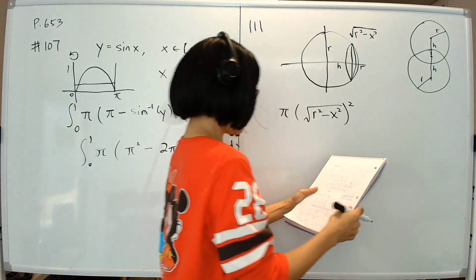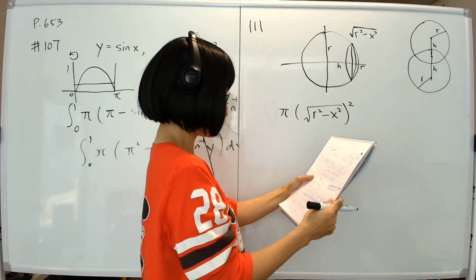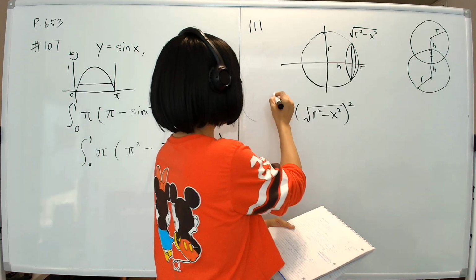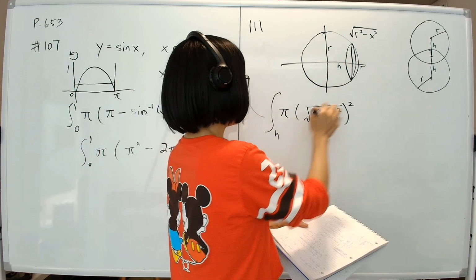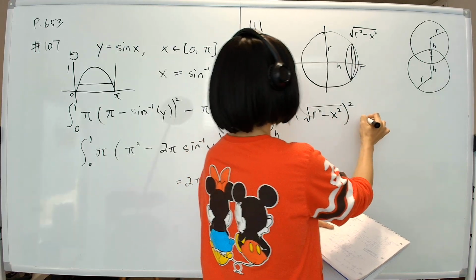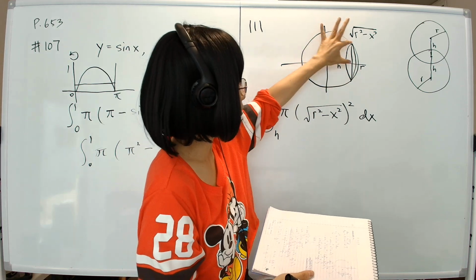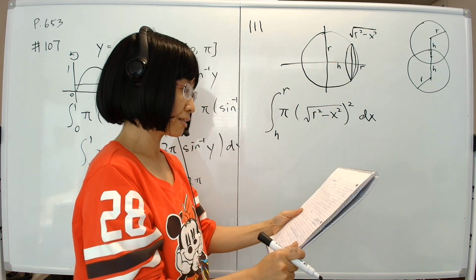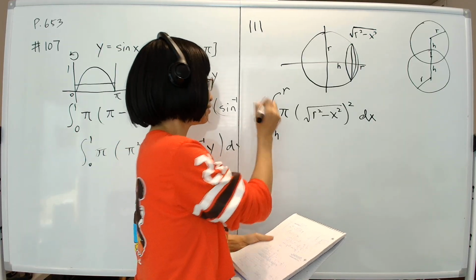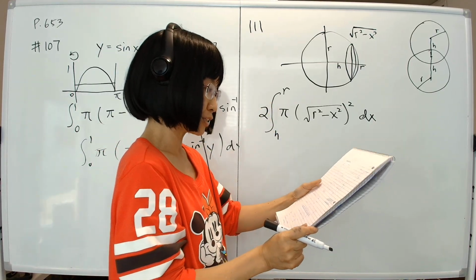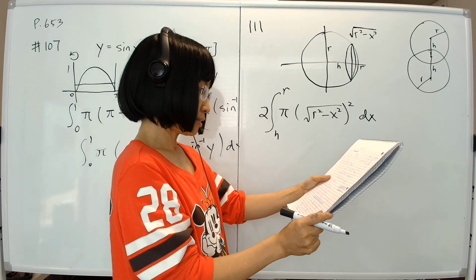We don't have a hole or anything, so we don't have to subtract anything. And so we're going to integrate the disk from h all the way to r of dx, because we spin this area around to create the solid. All right, so far so good. But don't forget, we need two of them. If you forget the two, your answer is only half as big as it should be.